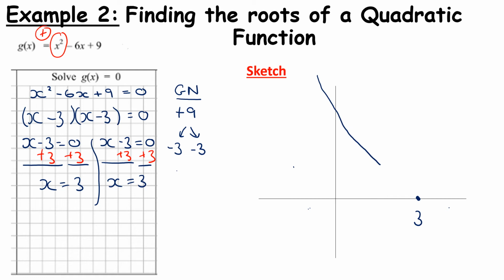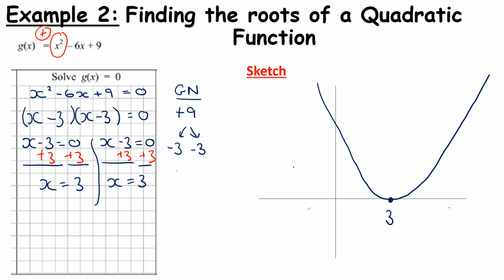I'm going to just try to do my best with a bit of a sketch here, and it comes back up. So when we have two roots that are the same, like this, the graph doesn't go through the x-axis, it bounces off it. So this kind of sketch where we're not going through the x-axis, we're not getting two different or two distinct roots, we're only getting one.